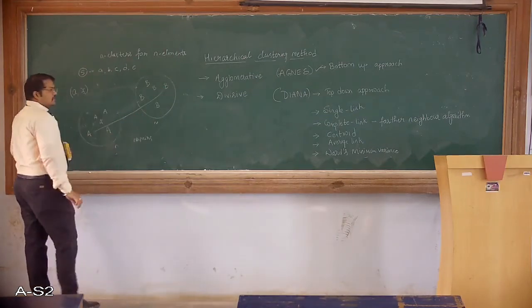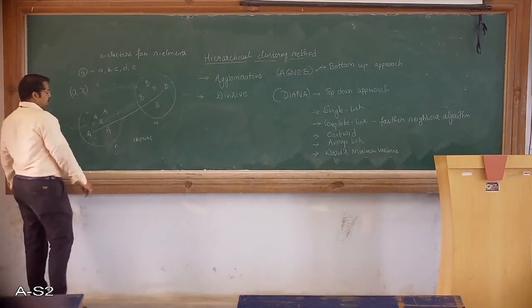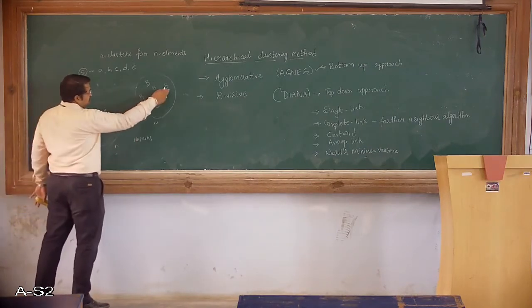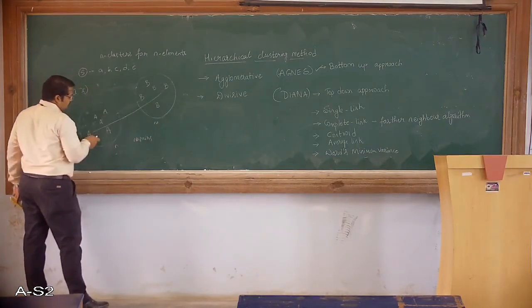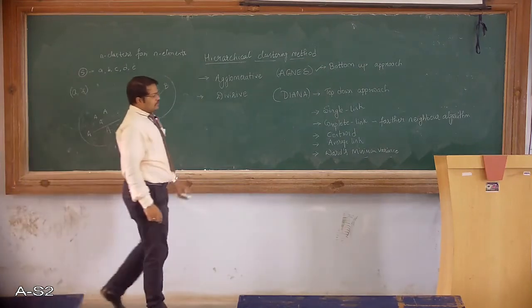This is for complete link. You can see here, this is the farthest point in cluster A, this is the farthest point in cluster B. The distance between the farthest points of cluster A and cluster B, we call it complete link.